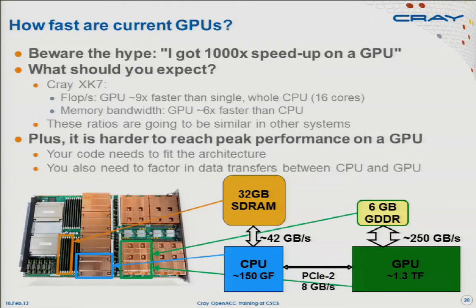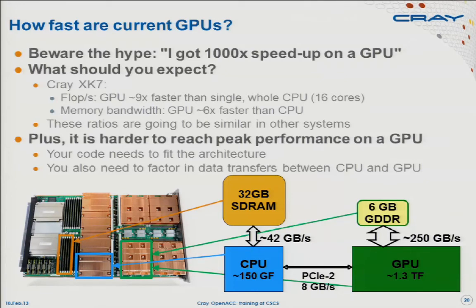With GPUs, it is harder to reach the peak performance than on a CPU. Your code does need to fit the architecture to some extent, so it's harder to get the peak. When you look at the LinPack scores for a CPU machine in the Top 500 list, and you look at the LinPack scores for a GPU machine, you get a higher percent of peak on the CPU. And that's just a fact.